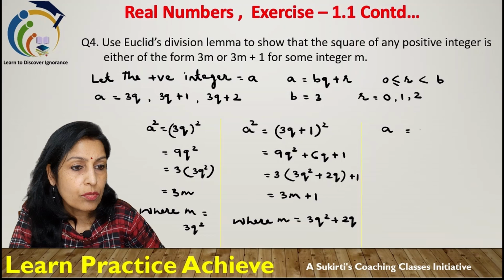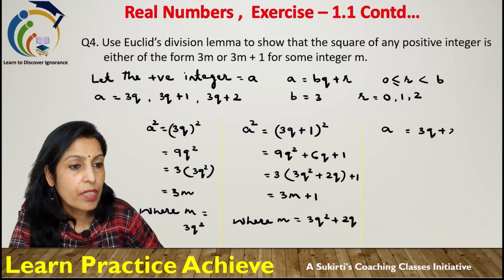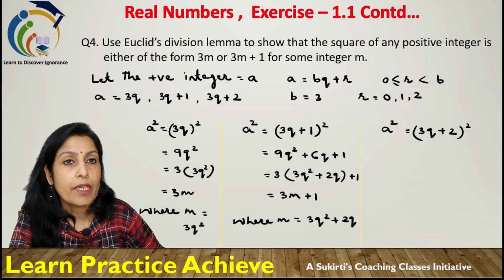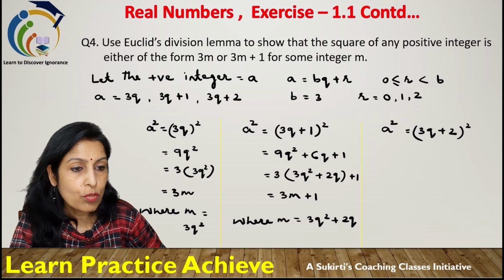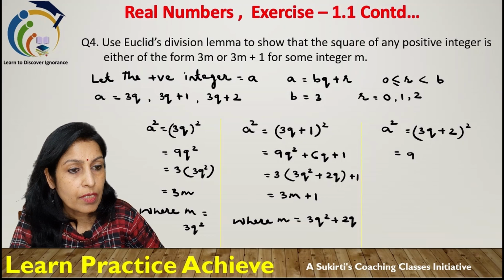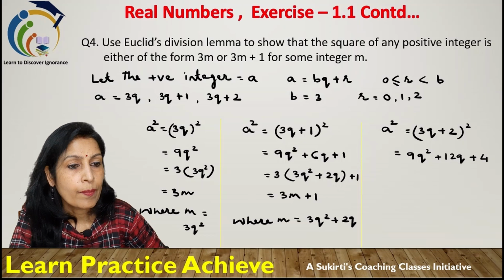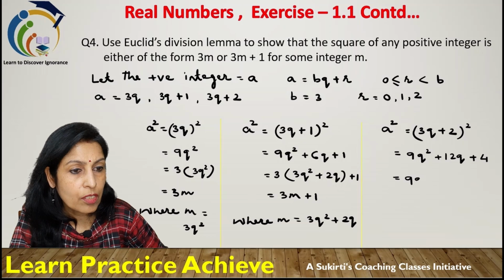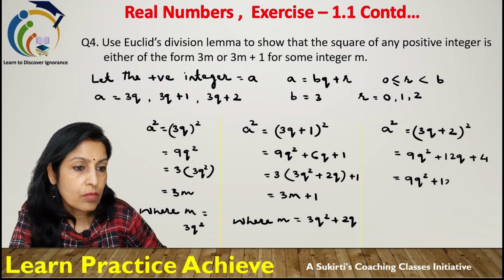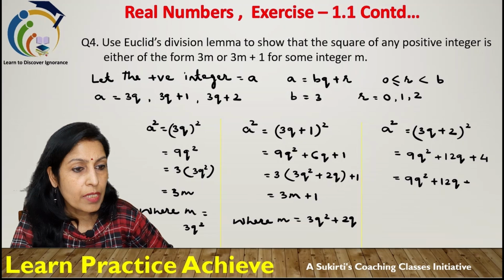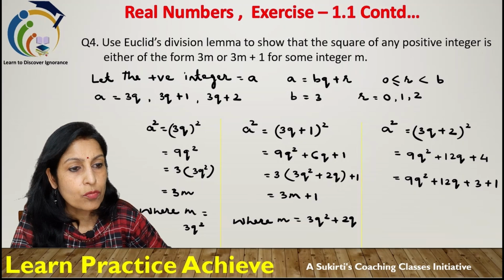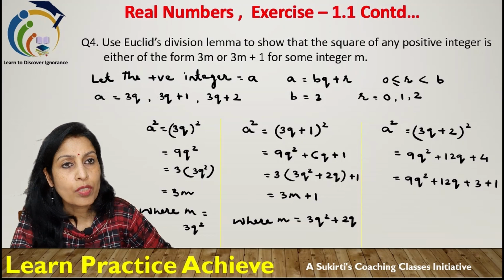If a is equal to 3q plus 2, then a square is equal to 3q plus 2 whole square. Again, use the same identity, a plus b whole square. So this is equal to 9q square plus 12q plus 4. Now 9q square plus 12q plus 3 plus 1. It means we have split 4 into 3 plus 1.